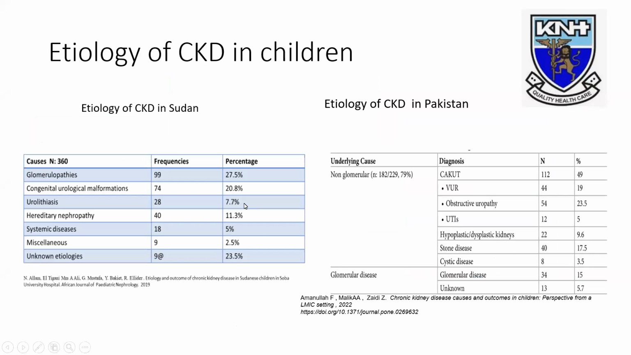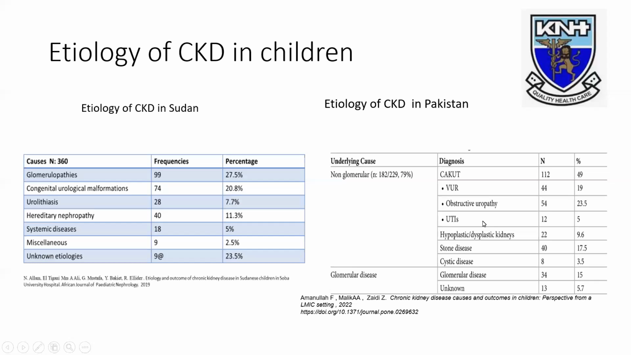Here is one example: chronic kidney disease in Sudan and in Pakistan. In Sudan, glomerulopathies represent 27.5%, congenital urological abnormalities 20.80%, urolithiasis 7.7%, hereditary nephropathy 11.3%, systemic disease 5%, and so on. In Pakistan, the congenital anomalies of the kidney and urinary tract were 49%, grouping vesicoureteral reflux, obstructive uropathy, and those with urinary tract infections.